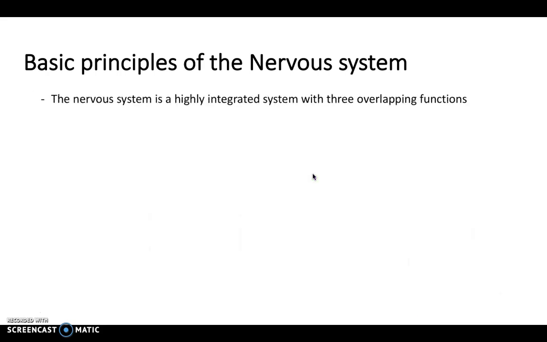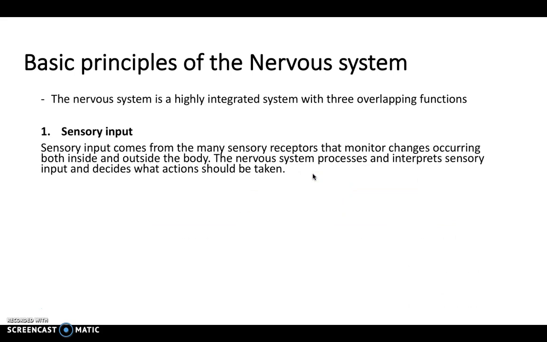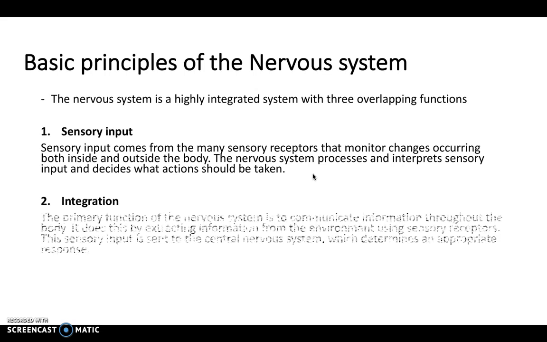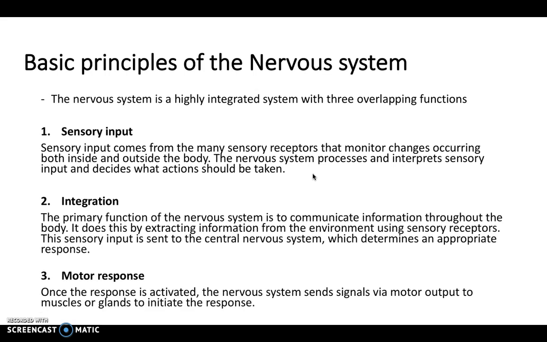The nervous system essentially integrates three aspects. It has sensory input. It receives information from the environment via nerve impulses. It then integrates this information and coordinates a motor response to the effector, and we'll explore this in a little bit more detail later on.